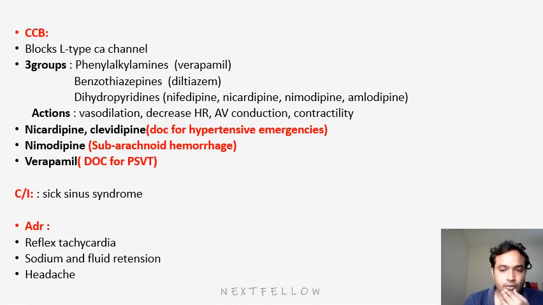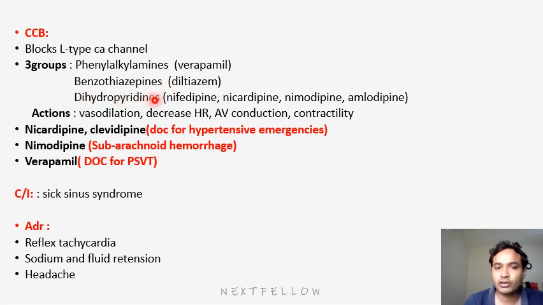Next is the vasodilator group. The other drug class is calcium channel blockers. These blockers block L-type calcium channels. They have three major groups. One is phenylalkylamines, in which we have verapamil. Then benzothiazines, in which we have diltiazem. Then dihydropyridines. Most common drugs belong to this group only.